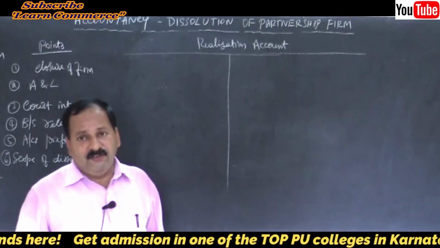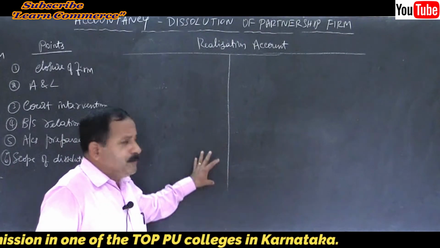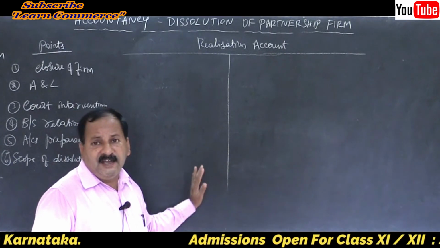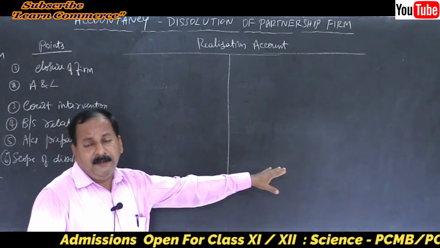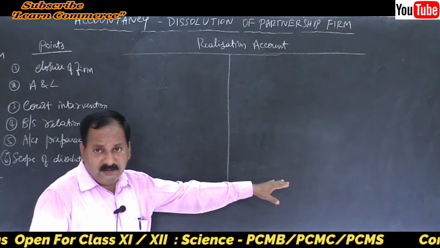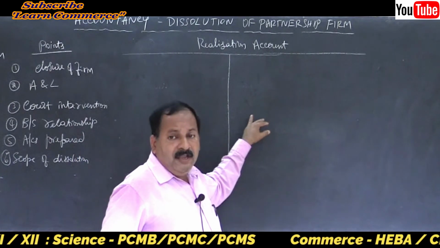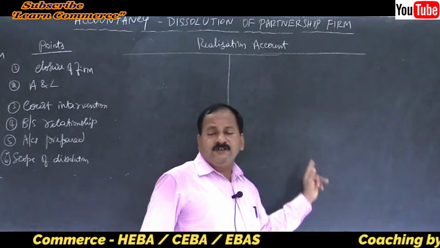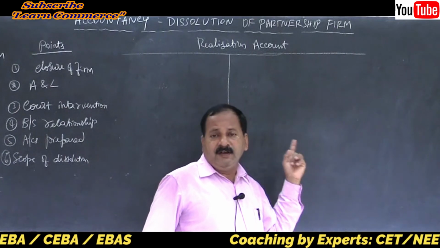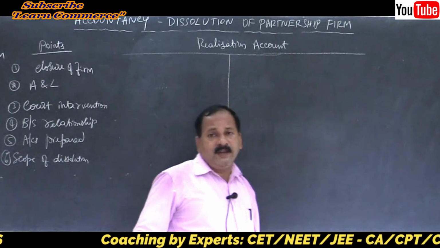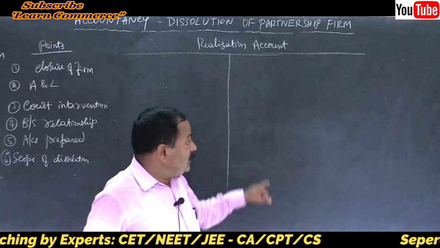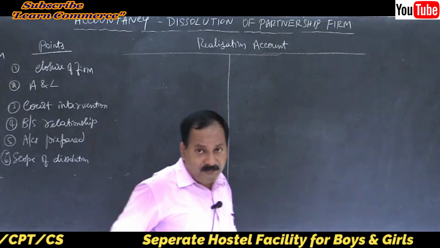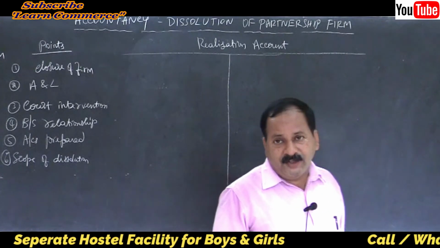Profit on realization. If the debit side total is greater than the total of credit side, this side is greater than that side, that means there is a loss. So, by all partners capital account, loss on realization, balancing figure, isn't it? That is what you have to write and distribute among the partners in their profit sharing ratio. So, your realization account is done. One part is done.